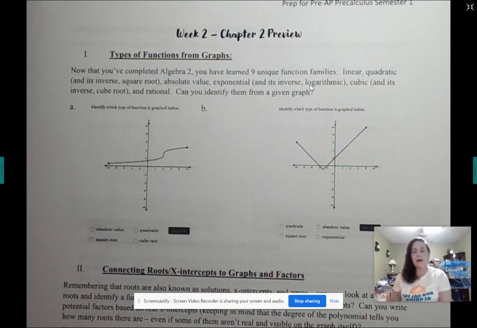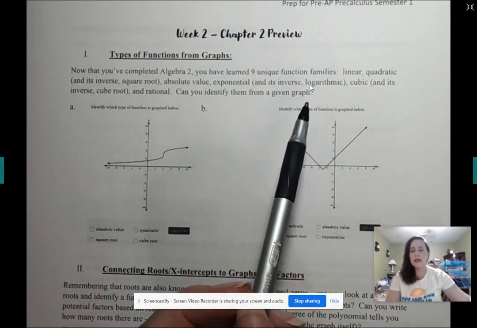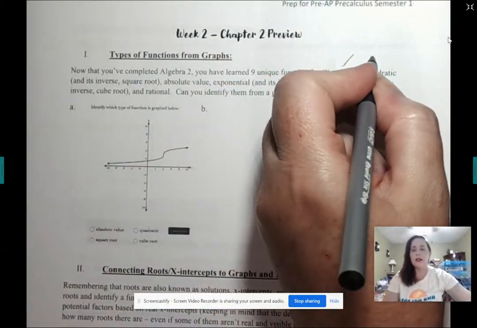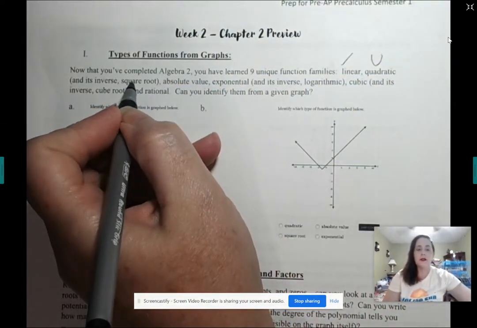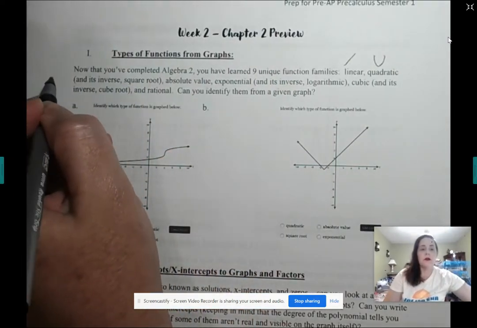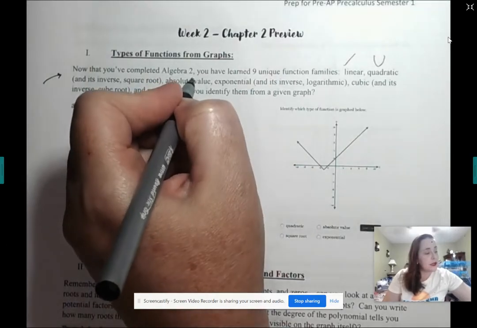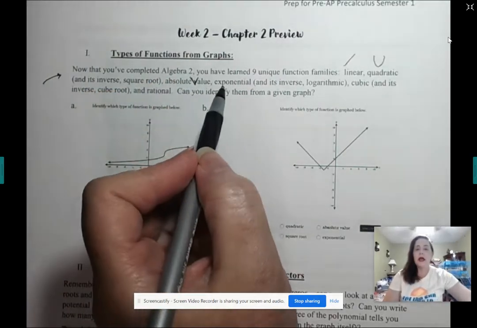So the first thing we've got to be able to do is identify what a type of function is from a graph. So that's pretty easy. You've learned 9 function families. Linear, which you know what that looks like. It's a straight line. Quadratic, which is a parabola. The inverse of a quadratic, which is a square root, looks like this. Absolute value, which is our V-shaped graph, right?